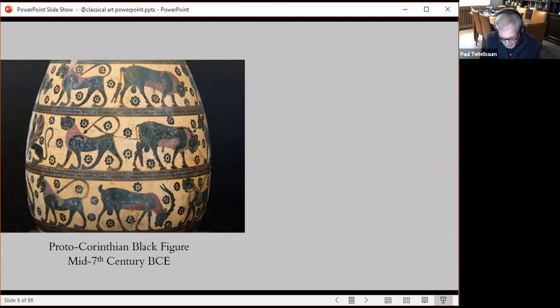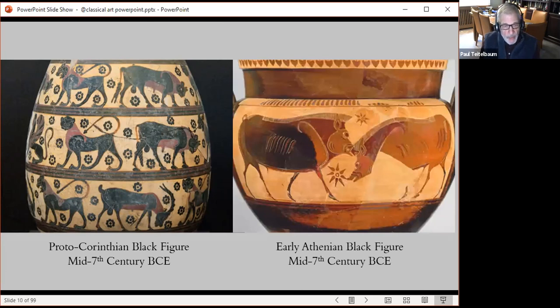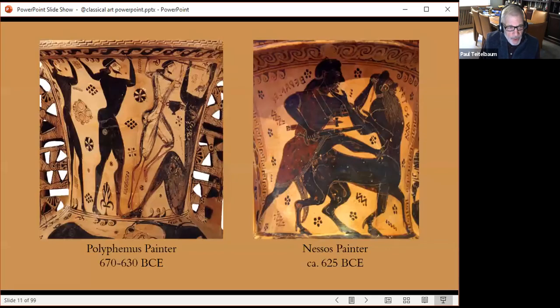Now the black figure technique quickly made its way to Athens, but at first the Athenian painters who did this just copied the mode that the Corinthians used, which is basically to depict animals. But this was done with very high artistic quality in this vase, which is attributed by Beazley to Sophilos. But very soon after this, we see the Athenians moving to use their techniques to tell specific narratives from heroic myth.